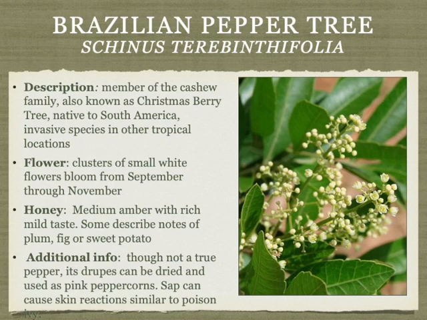The fruits, the drupes, can be dried and used as pink peppercorns, but they're not actually in the peppercorn family. The sap can cause skin reactions, as can contact with the leaves, similar to other plants within the cashew sumac family, including poison ivy and poison sumac.